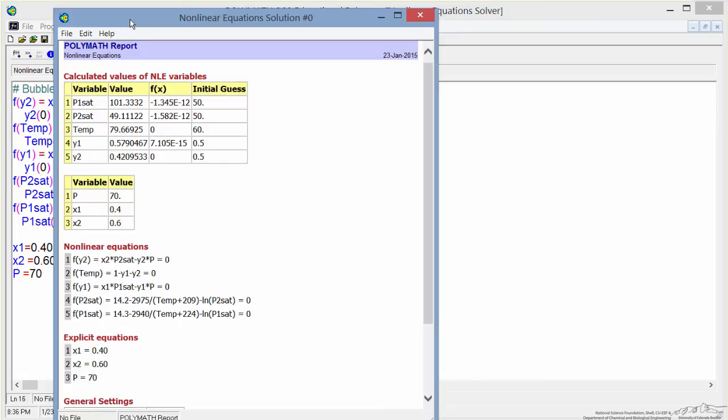Polymath is very quick to solve this. And this, of course, works when the equations get more complicated. It's not Raoult's law, but non-ideal liquids. We have to add more equations to account for that non-ideality and calculate, for example, activity coefficients.